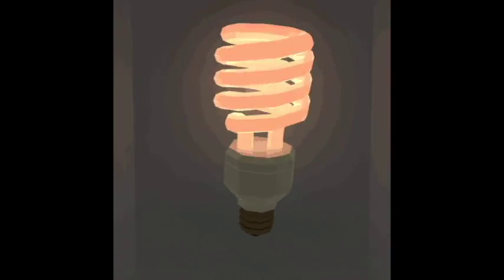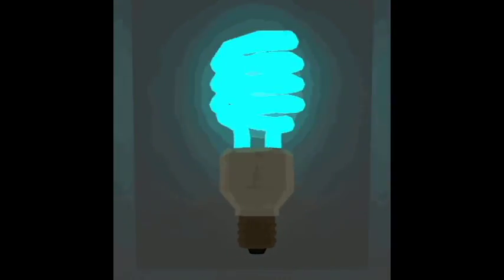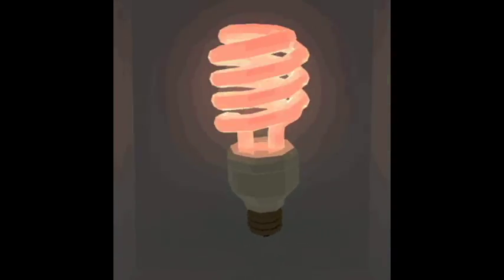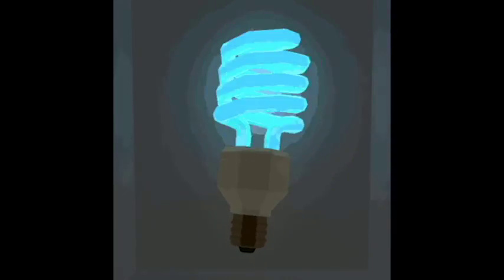Fluorescent light bulbs send electricity through an ionized gas to make light. Fluorescent light bulbs are more efficient because they use less of their energy on heat and therefore are able to make an equivalent amount of light from less energy.